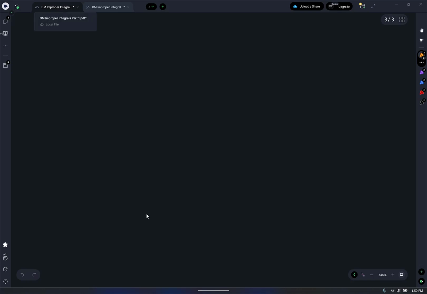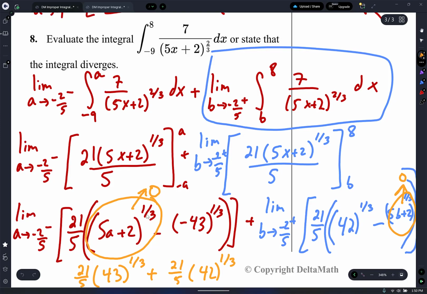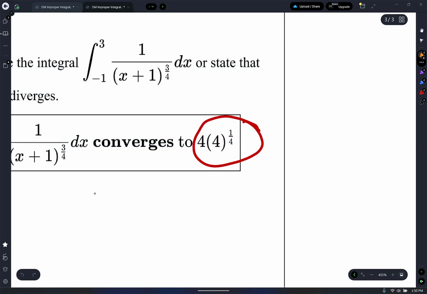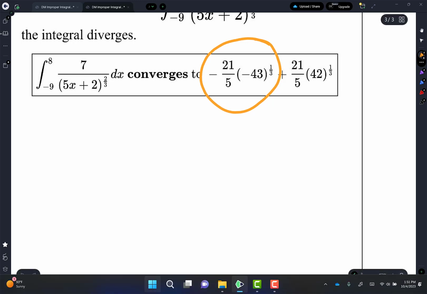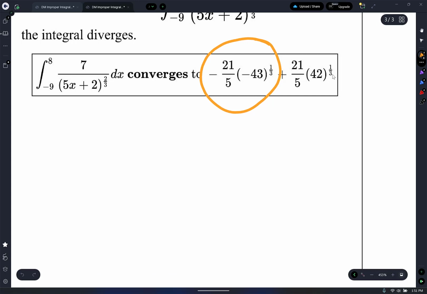Let me look at mine. Yeah, mine's right. It's the same. As long as this is an odd power, which it is, 1/3, negative times a negative is a positive. Do we factor out 21? They didn't. They left it 21 over 5. So cool, I kind of did on my own. Did you get 21 over 5 times 42 to the power 1/3? Yes. It is an AI, so it should count it correct.